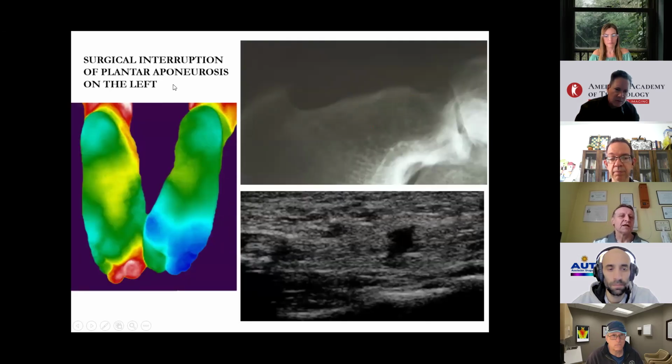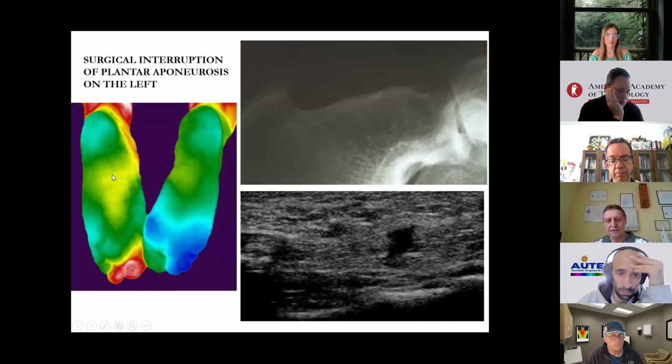Surgical interruption of plantar aponeurosis on the left side. X-ray is normal, and on sonography we can see a sharp incision of the plantar aponeurosis, and due to this, the temperature on the affected site is increased.